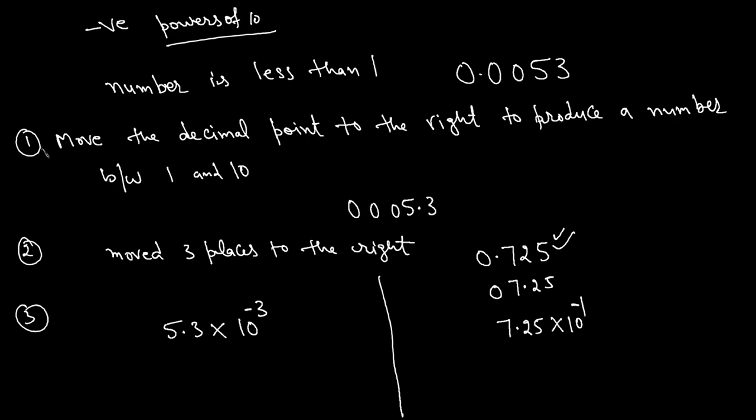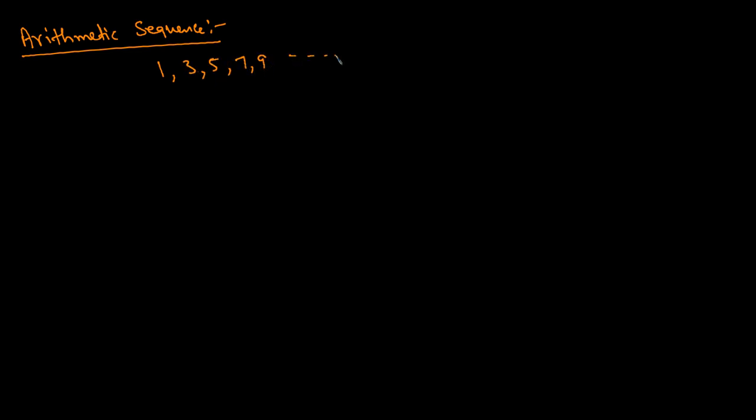Other concept I'm going to do is, and you will see some problems on that too, arithmetic sequence. Okay, so an arithmetic sequence is a sequence of numbers such that the difference of any two successive numbers of the sequence is constant. Let's say I got 1, 3, 5, 7, 9, and so on.